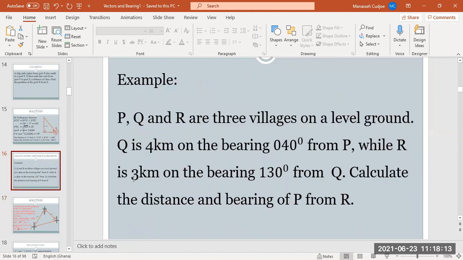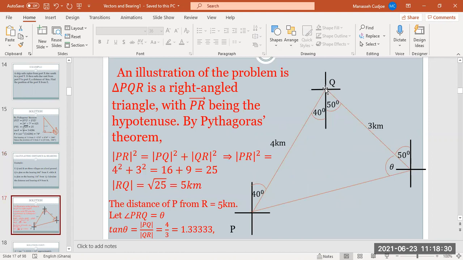While R is 3 kilometers on a bearing of 130 degrees from Q. In this case, Q is now our starting point. So I'll go to Q. This is my Q, and I want to locate 130. I have to face north, clockwise. So this is 90, so 90 plus what will give me 130? Start thinking about that. 90 plus 40. So this should be 40. You have to indicate 40 here.